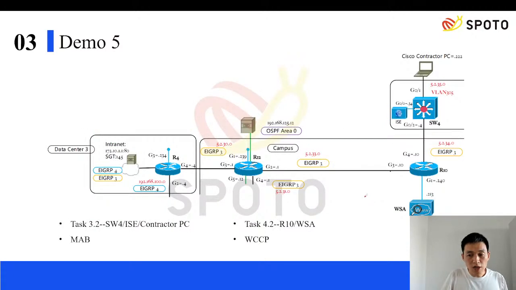Okay, now let's talk about demo 5. Demo 5 contains 2 tasks. Task 3.2 is about AAA authentication with the MAB method. Once authenticated and authorized from ISE successfully, the client needs to access the intranet server, and you can see it's one loopback interface of router 4.